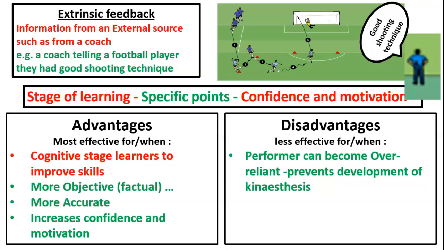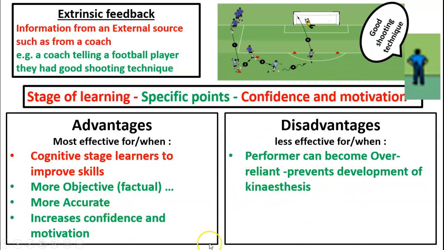So it actually stops you, because you're not even thinking about how you're performing. You're not thinking about any feelings that you might have. You're just waiting for a coach to tell you. Okay, so in this case, it can be a disadvantage or less effective, because the performers, cognitive stage learners, might become over-reliant on it. And that can prevent them developing kinesthesis. That is why it's really important that a coach would always tell people, students or their players, to start to feel what it was like when they perform successfully.